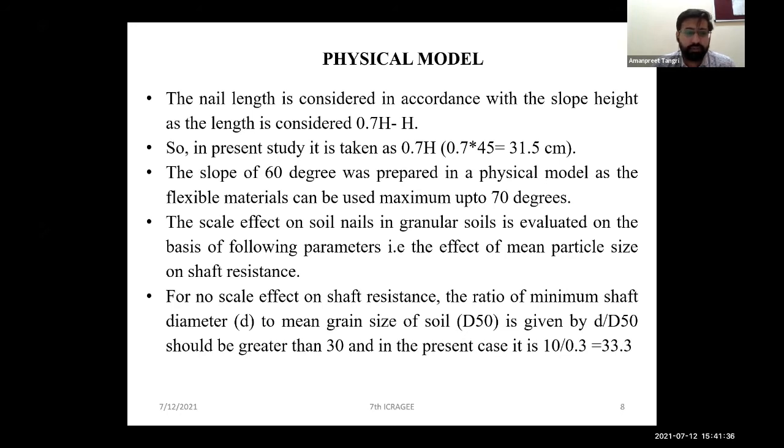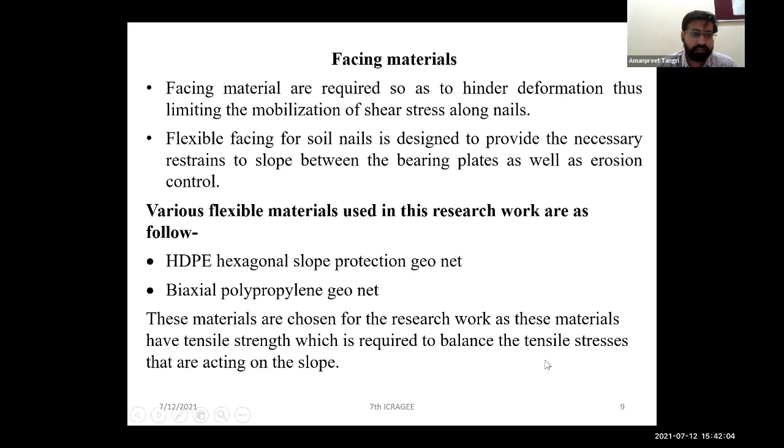For the scale effect on the soil nails in granular soil, it is evaluated based on the effect of mean particle size on the shaft resistance, so that there should be no scale effect on the shaft resistance. The ratio of minimum shaft diameter to mean grain size of soil, that is d by d50, should be greater than 30. And in the present case, it comes out to be 33.3. So we are taking this into consideration.